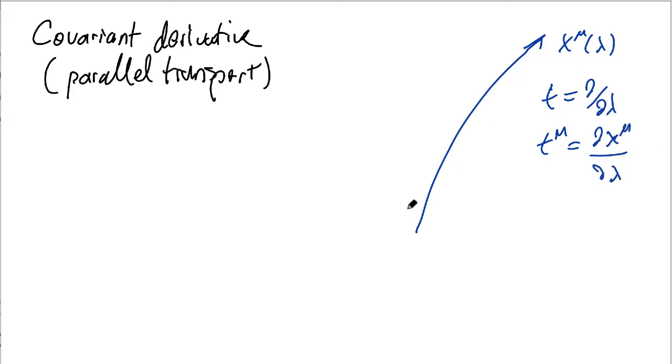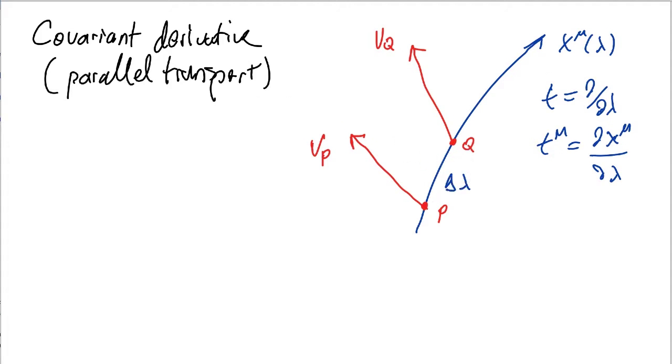Right, so now pick 2 points. Let's say this is point P, and here's a nearby point Q. And we have a vector field that's defined all along this curve, and we'll call the vector field V. So here's the vector V at point P. Here's the vector V at point Q. Let's also denote the change in the parameter lambda from P to Q as delta lambda.